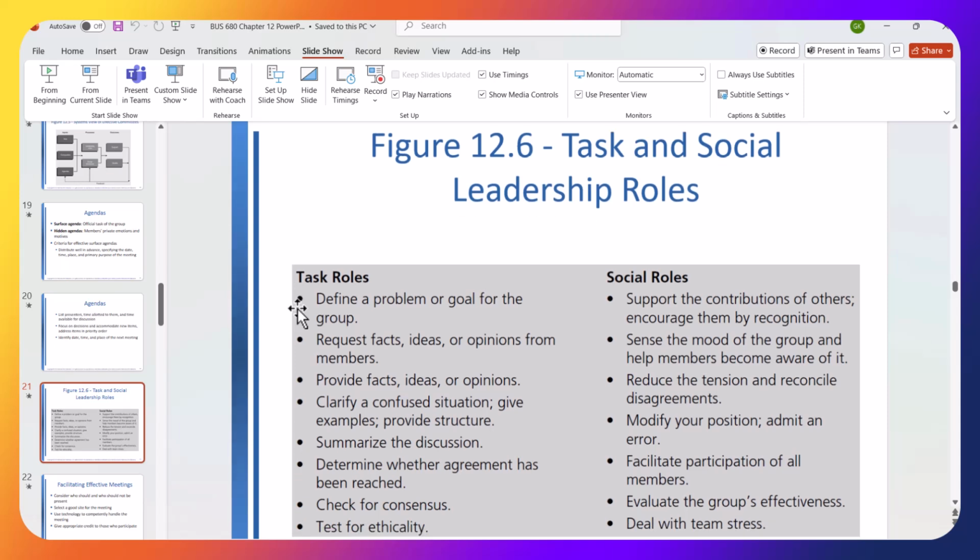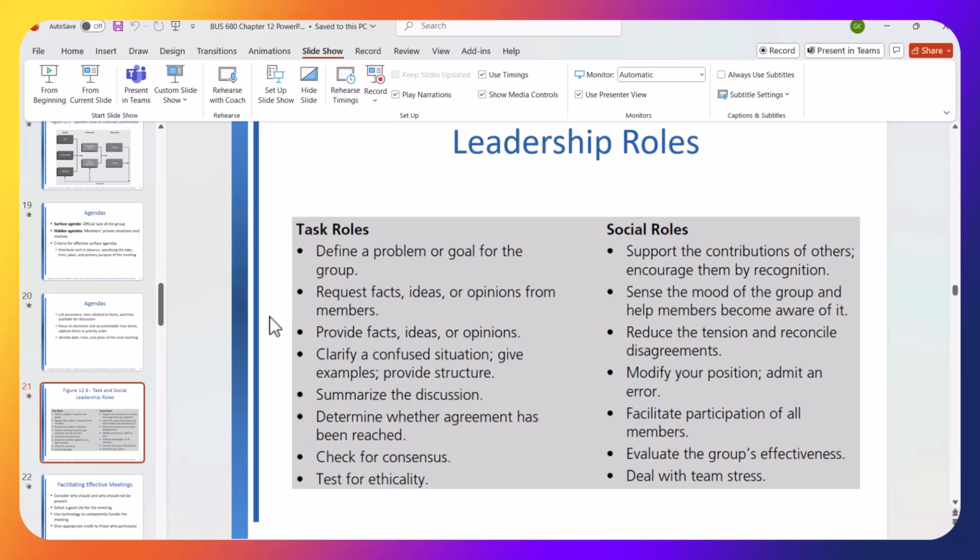Task and social leadership roles. So when we look at task and social roles, let's look at this. Task: define a problem or goal for the group. Request facts, items, or opinions from members. Provide facts and ideas. So when you think in terms of this, it is how you go about getting the job done. When you think about the task roles, how we go about getting that, what do we need to do? Let's have some discussion, let's get some feedback, give us some information, and ultimately we want to test and make sure that what we come up with actually works.